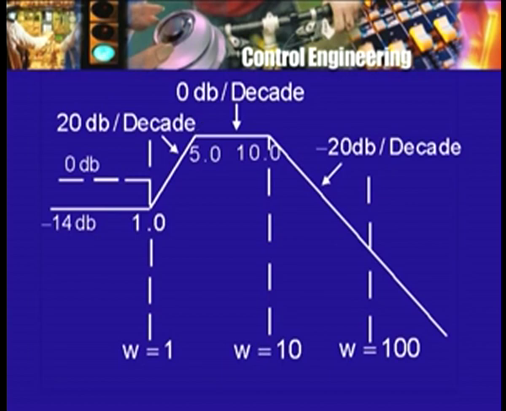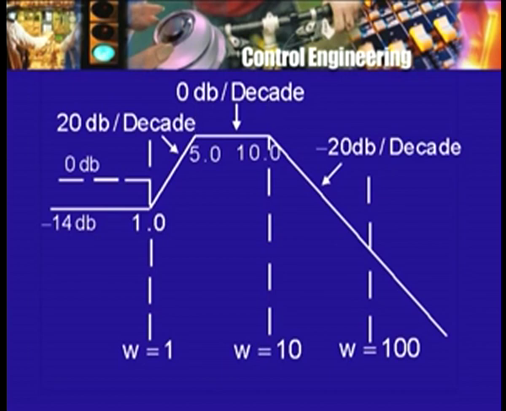What about this point? I can quickly calculate the approximate gain corresponding to this frequency. Why? It is minus 14 here, the slope is 20 dB per decade. What is the change here from 1 to 5? 1 to 5 is logarithm to the base 10 of 5, that is 0.7 multiplied by 20. So, that is a change of 14. This is minus 14. So, what will be the gain corresponding to this level? It will be 0 dB. So, this point will be at 0 dB level.